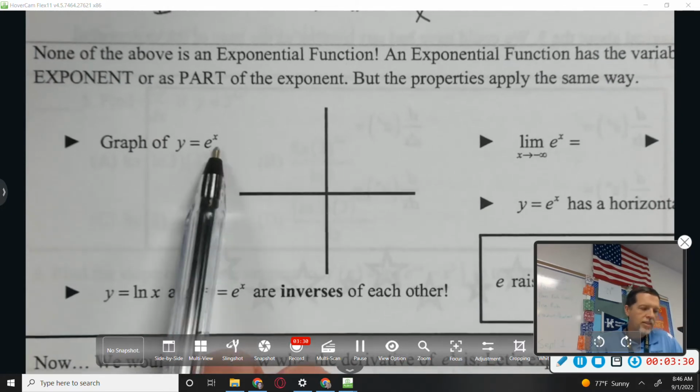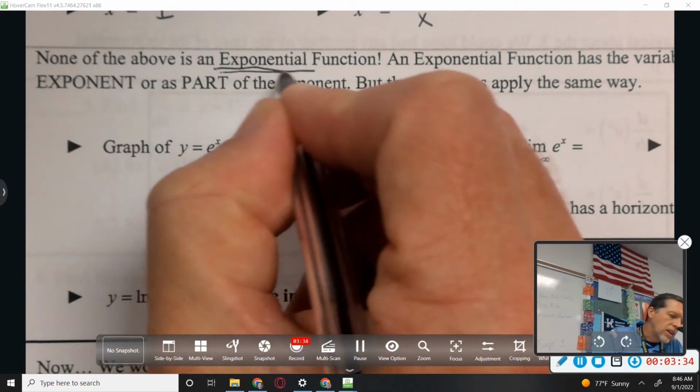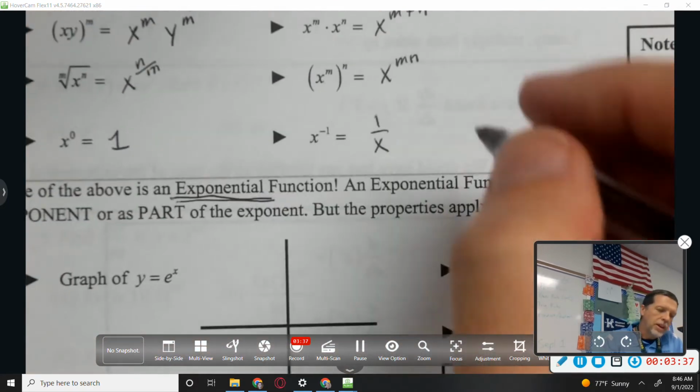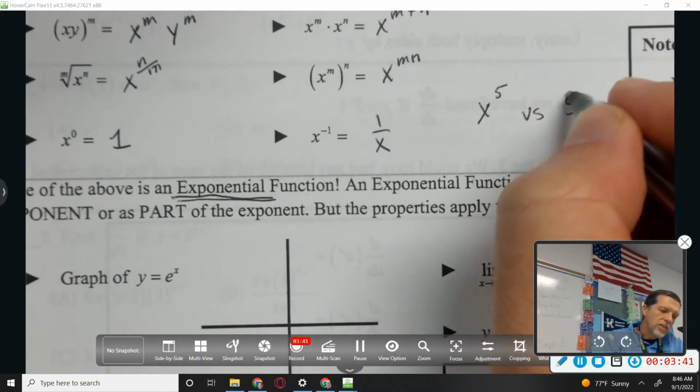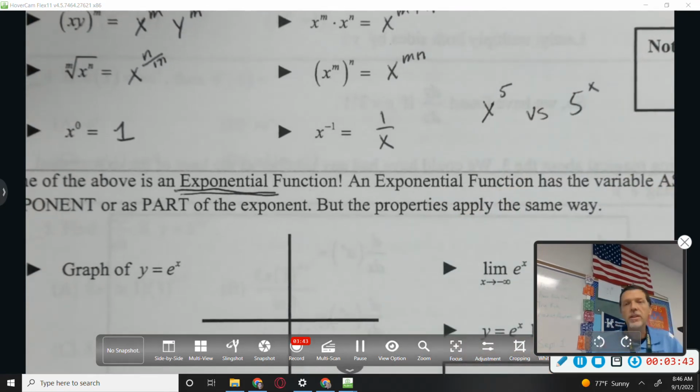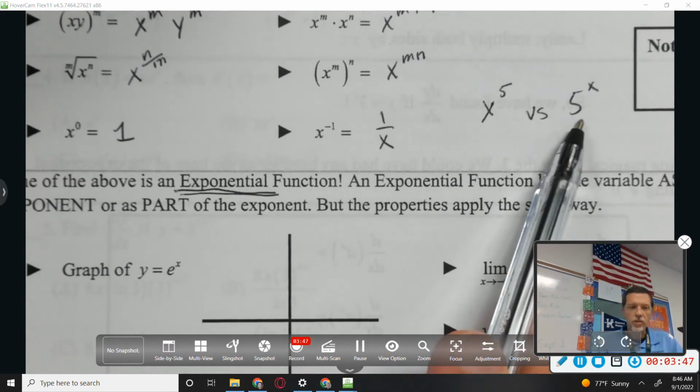So if our x is in the exponent, that's what makes it an exponential function. So we're going to need to be careful about taking the derivative of x to the 5th versus 5 to the x. Those are very different things. That's a polynomial. That's an exponential.